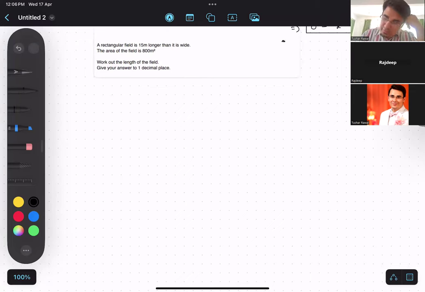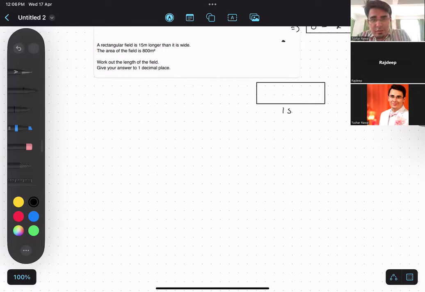A rectangular field. Whenever I see a rectangular figure, I draw a rectangle. The rectangular field is 15 meter longer than the width. So over here a comparison is happening, and when a comparison is happening, I have to take one value as x. Which one should I take as x, length or breadth? The field is 15 longer than the width, so breadth I will take x.